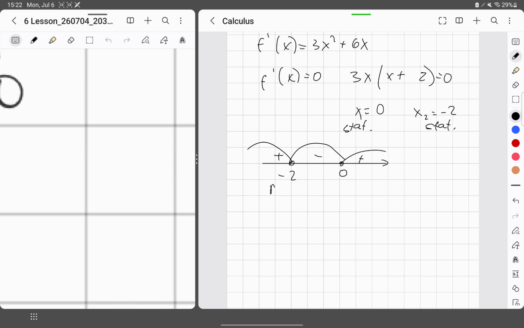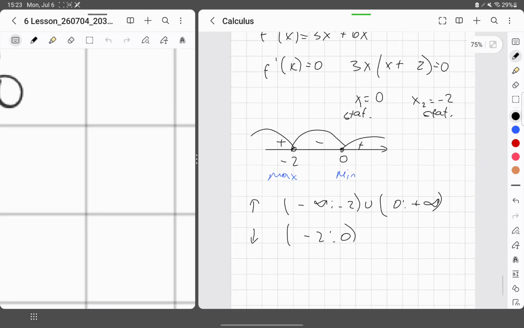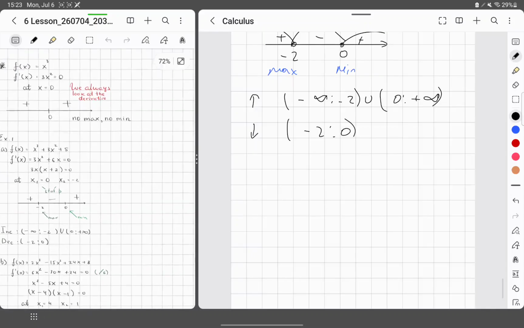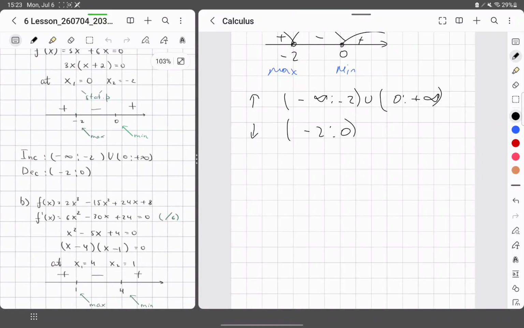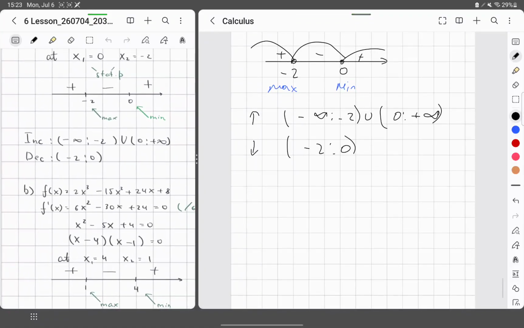That will be the maximum point, and from the negative to positive it will be the minimum point. Our increasing interval will be negative infinity to negative 2 union with 0 to positive infinity. What about decreasing? Negative 2 and 0. All right, I hope it's true. Yeah, that is true. So good. Maximum, minimum.